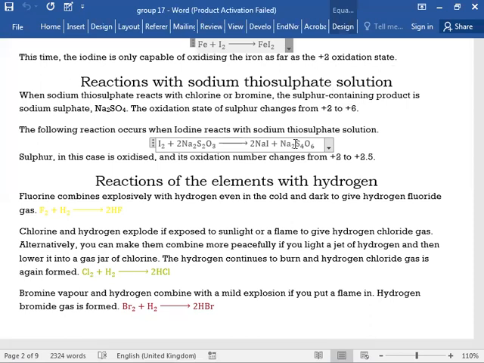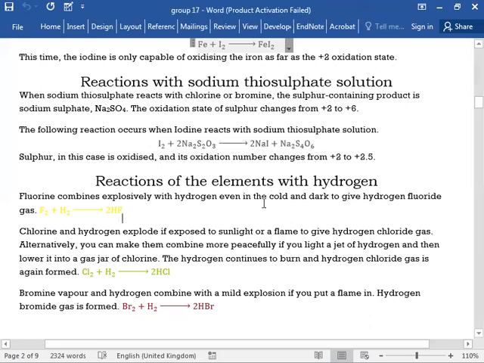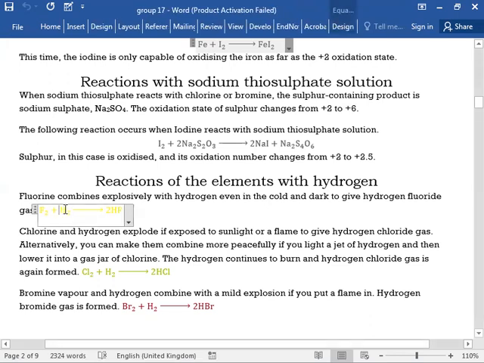Is this clear? Okay, now when we react them with hydrogen, what basically happens? Fluorine, when we react it with hydrogen, combines explosively because fluorine is highly reactive, and it forms HF, which is hydrogen fluoride gas. Is this clear? And this reaction can happen in the cold and dark. When we say cold and dark, what does that mean? We are not providing any external assisting or initiating factors.